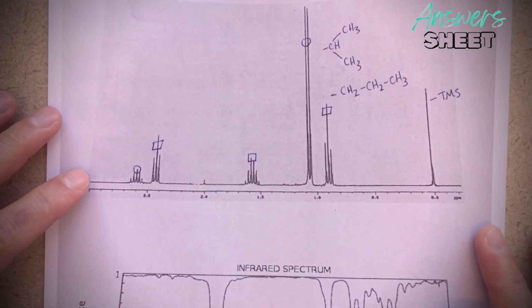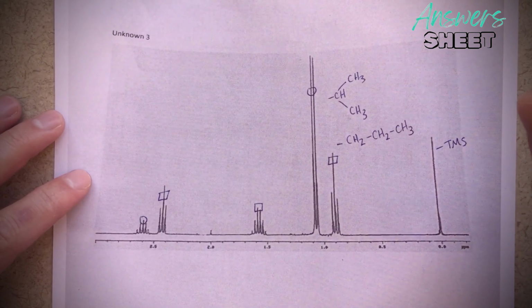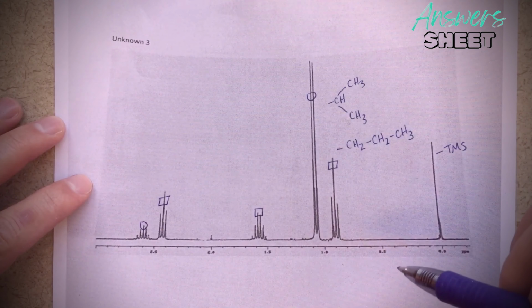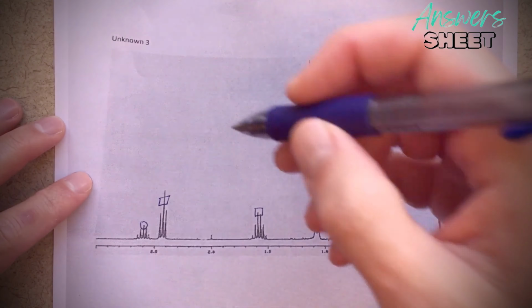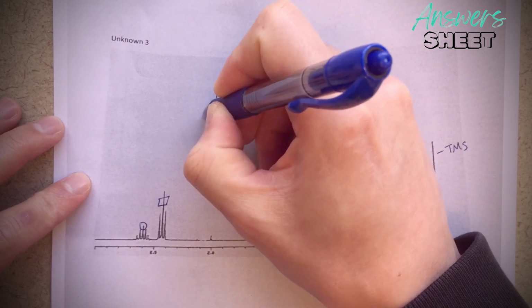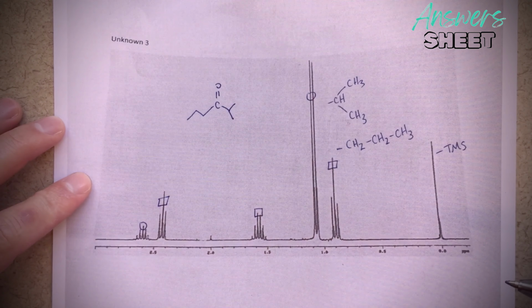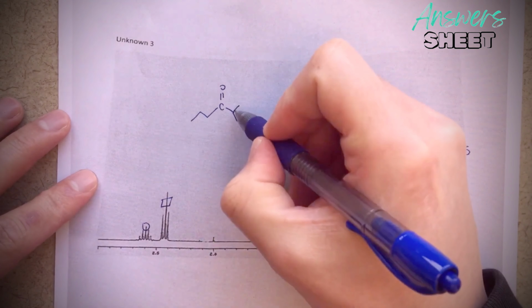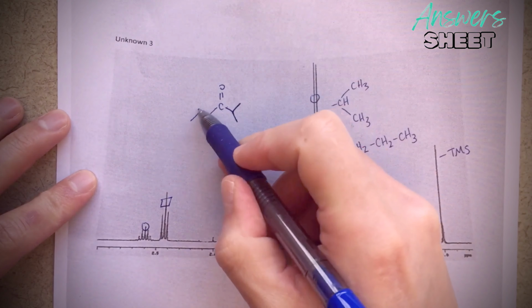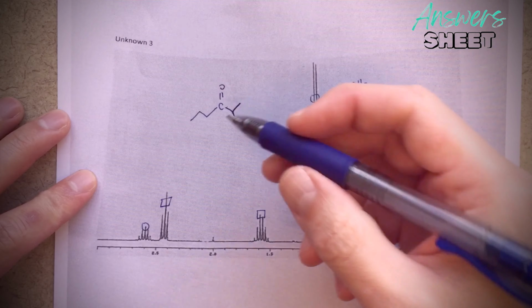So now we can start putting this all together. I know I've got a C double bond O. I know that I've got two distinct pieces, and 1710 is about where a ketone would come. So I might start with something that looks like this. So here is the structure that I would come up with. I've got my isopropyl group over here. I've got my propyl group coming off over here. Let's go ahead and label these.